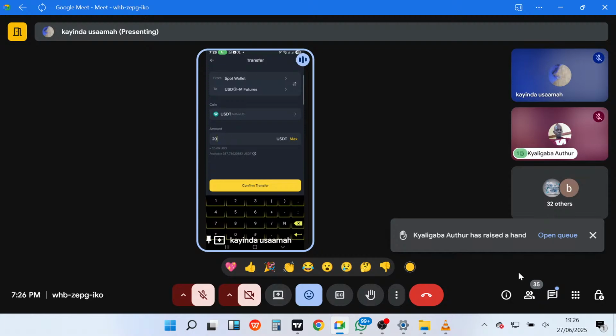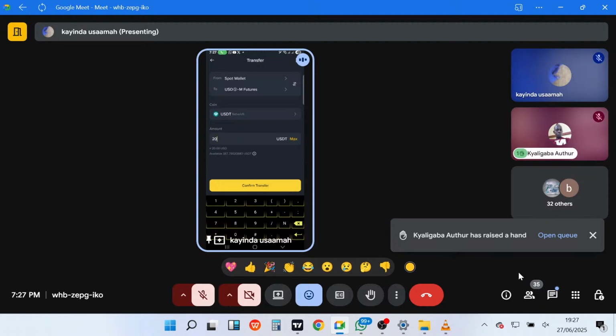You have $1,000, take the 200. You have $10,000, please don't take the whole of it. Only transfer 2,000 to your futures wallet. You have only $10, please transfer the whole of it. Your capital is $10, please transfer the whole of it. Don't divide it.